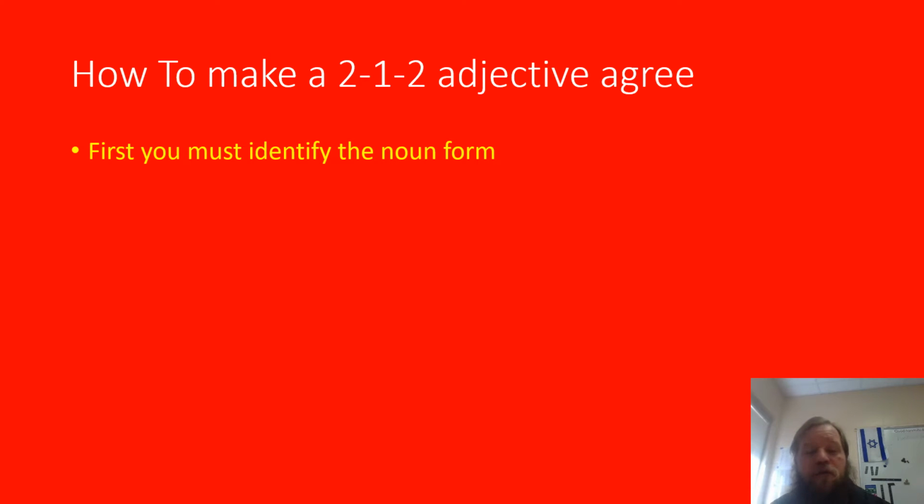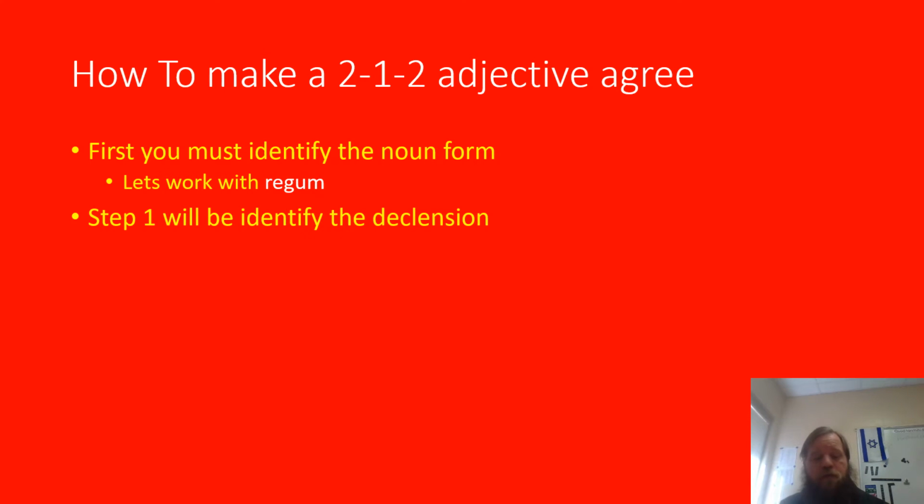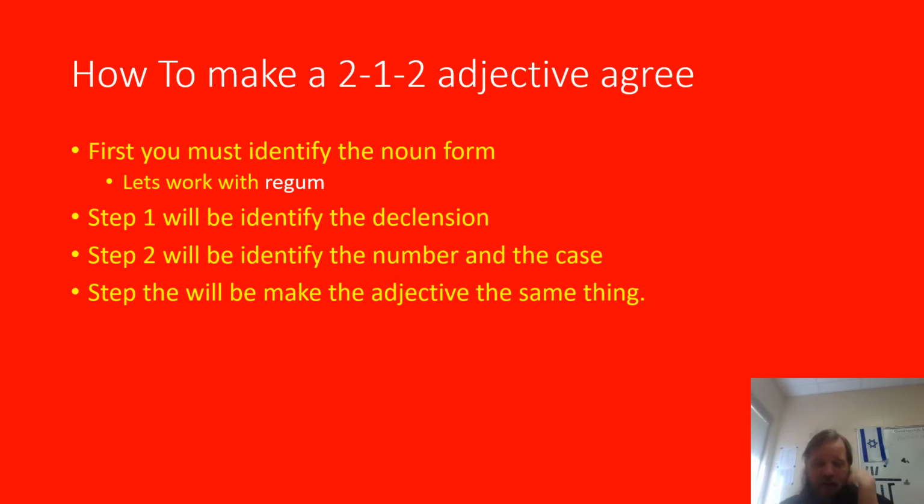So the first thing you have to do is identify the noun form. So let's work with regum. Your vocab was rex, regis, masculine, king. But let's work with the form regum. So the first thing we need to do is identify what declension this word is. Then we need to identify what number, singular or plural, what case: nominative, genitive, dative, accusative, ablative. Then step 3, got a typo there. Step 3 will be to make the adjective the same thing.